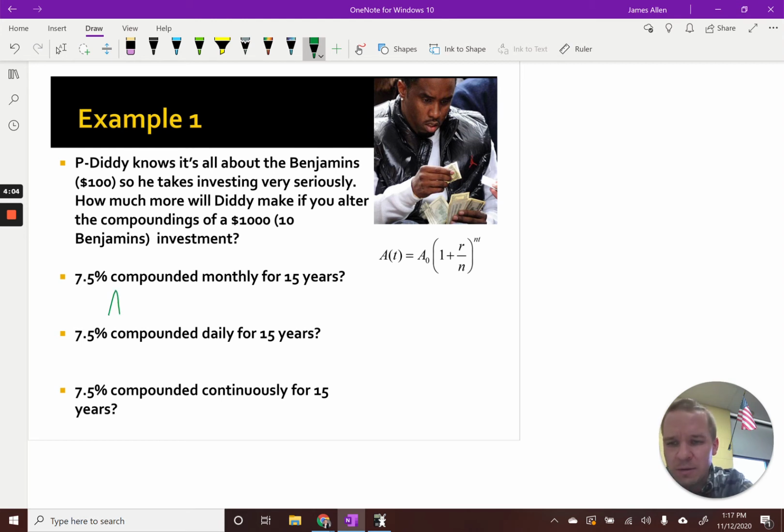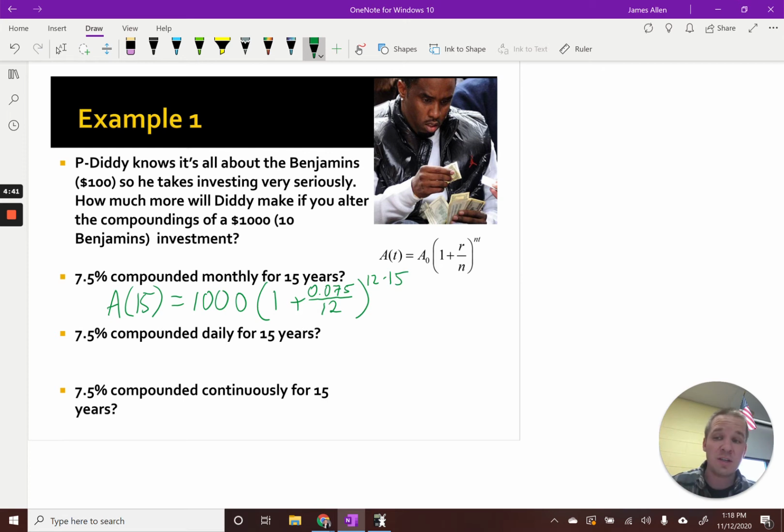So we want the amount of money after 15 years. So A of T, that's not a multiplication problem. That's saying the amount of money after 15 years. And our starting amount is $1,000. And then we have 1 plus our rate here. 7.5% compounded monthly. So 7.5% as a decimal would be 0.075. If we're compounding monthly, how many times is that? That's 12 times. And then the other n up here would be 12 as well. And our time, we're saying, is 15 years.